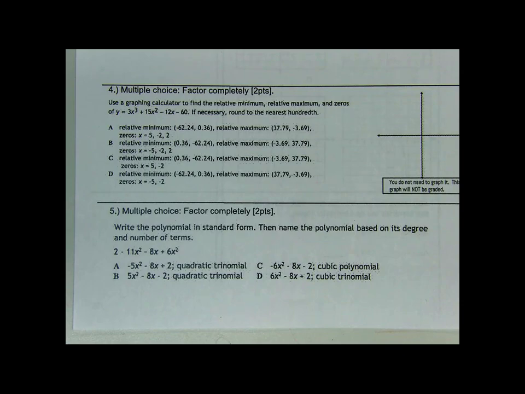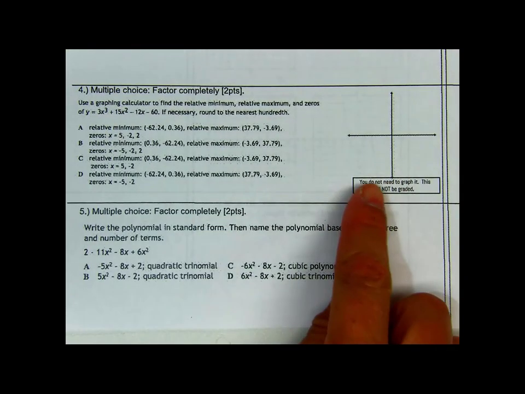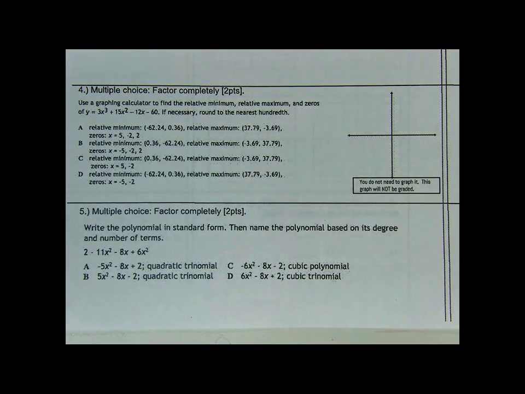Using a graphing calculator to find the relative minimum and maximum and zeros of y equals 3x cubed plus 15x squared minus 12x minus 60. If necessary, round to the nearest hundredth. The problem says you do not need to graph it. This graph will not be great, so I'm going to pull up my Desmos.